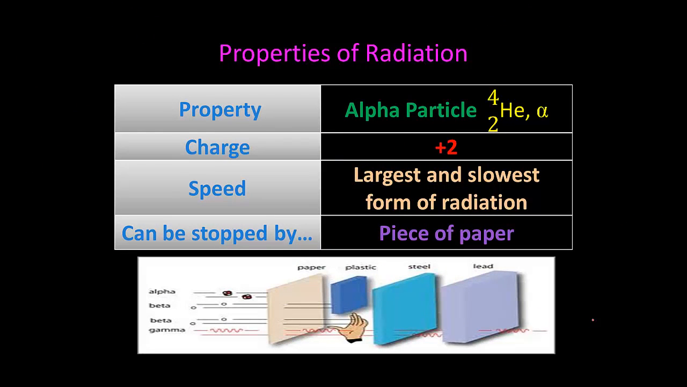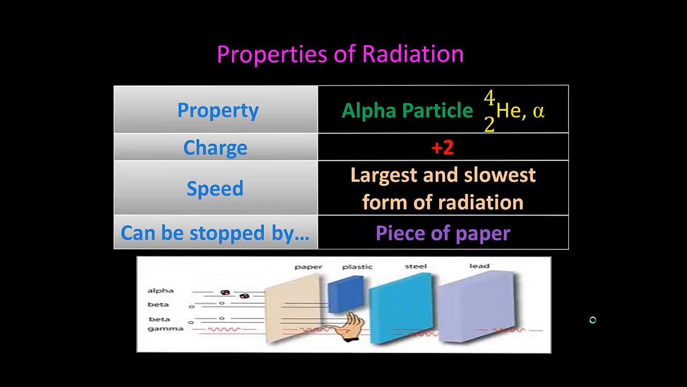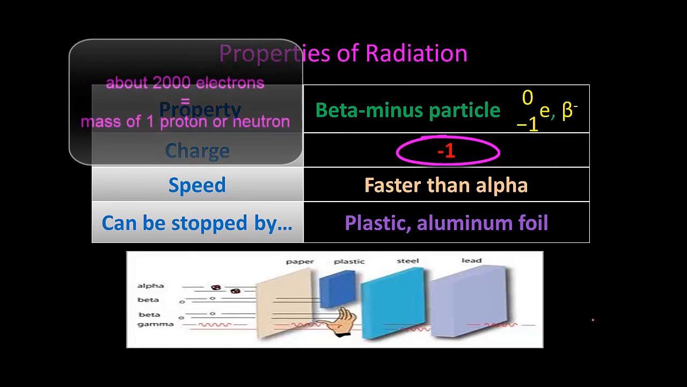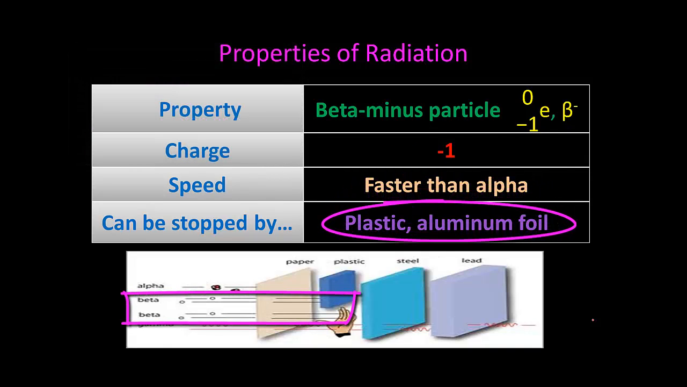All right, the alpha particle has a positive charge, and because it has a mass number of 4, it is the largest, or the most massive of the types of radiation that we have. And because it is the largest, it is the slowest. It can be stopped by a piece of paper, so it is the least damaging of the radiation. Next one is the beta minus, or the electron. It has a charge of -1. Now it still has mass, so it cannot travel the speed of light, but its mass is so much smaller than an alpha particle. It can travel faster than an alpha particle, but it can be stopped by plastic or aluminum foil.